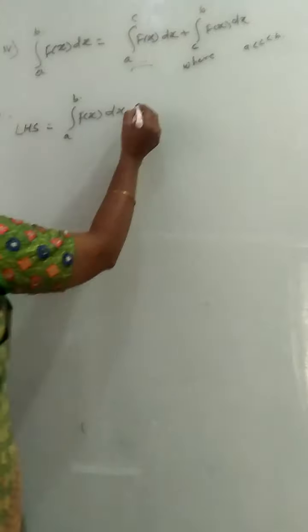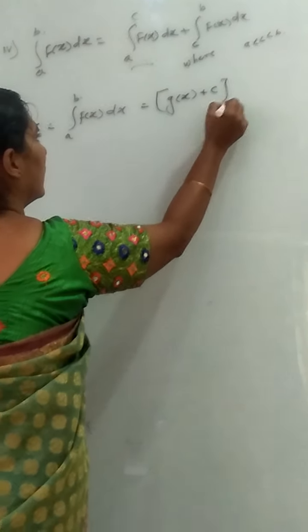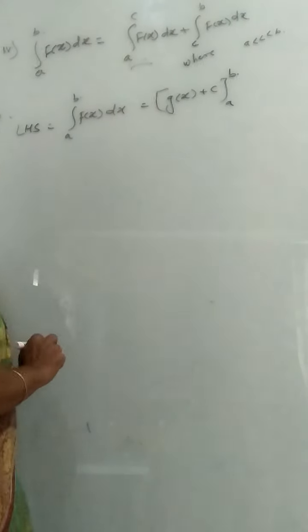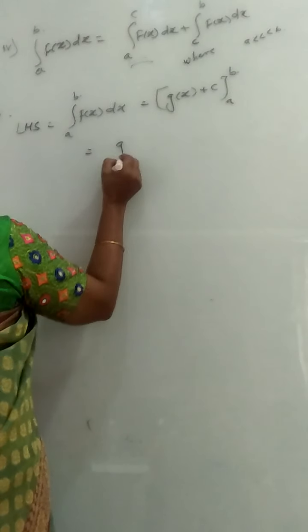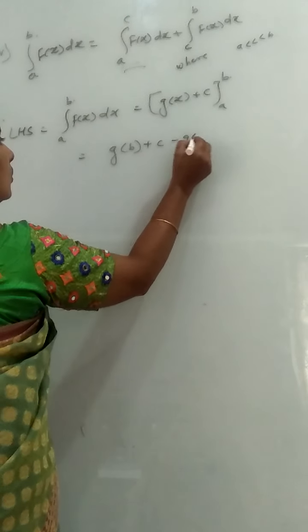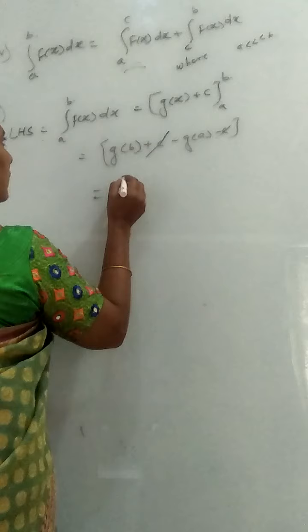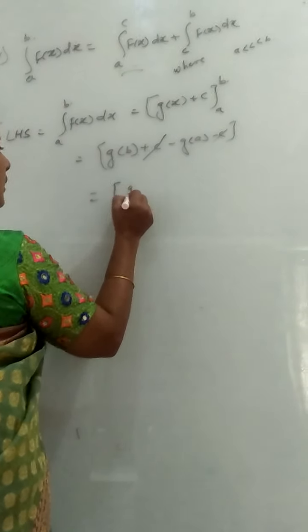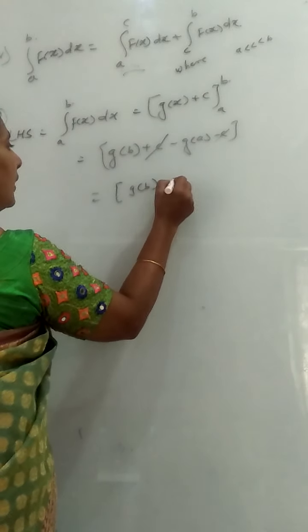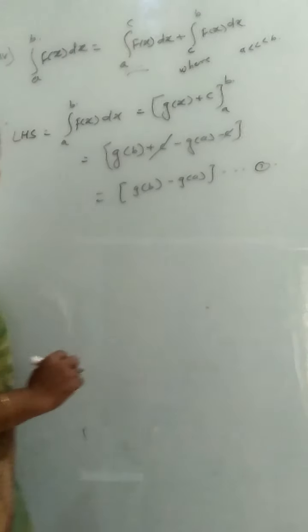Then our term is equal to g of x plus c, with limits a to b. Then simplify the term: g of b plus c minus g of a minus c. Plus c minus c cancel, and the remaining term is g of b minus g of a. Write down this as equation 1.